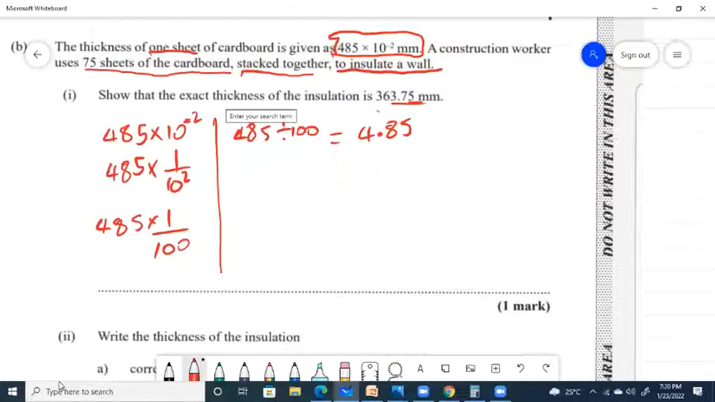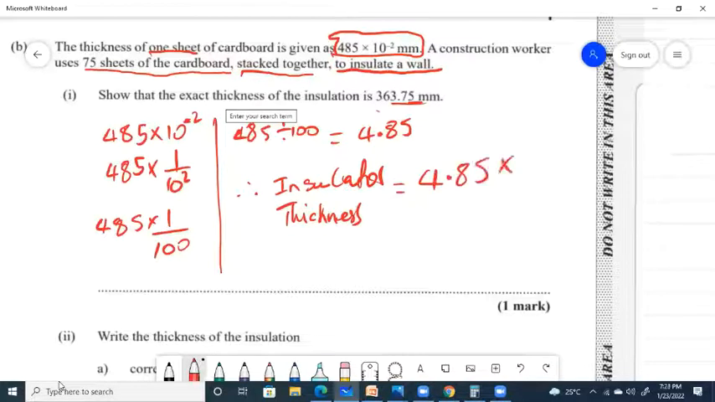This is the thickness for 1. Now, they use 75 of these. So therefore, the insulator, you see that insulator thickness? Let's deal with the insulator thickness. It's going to be 4.85 times 75. And the answer must show up. Nothing else is there to do. So let us do this. 4.85 times 75. The answer must show up exactly as they had said.